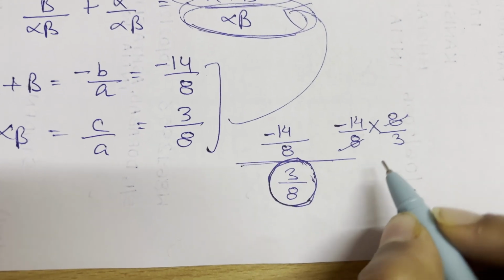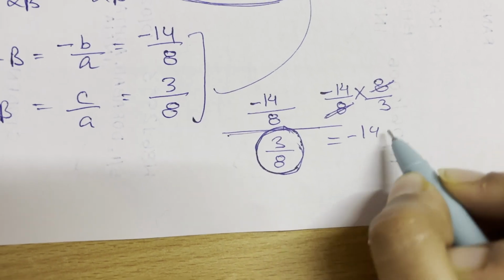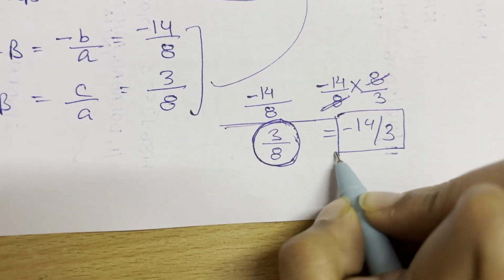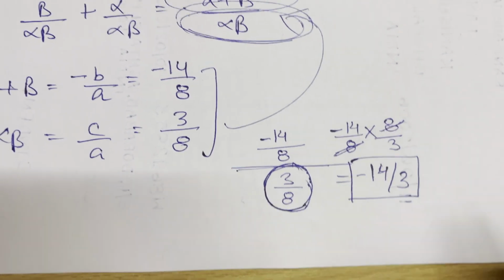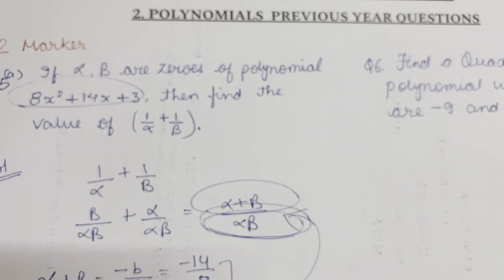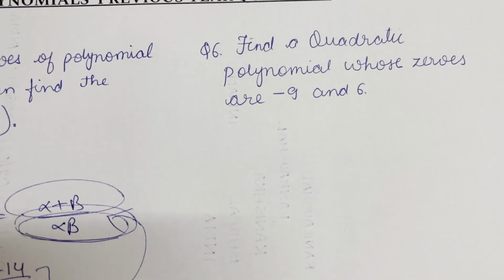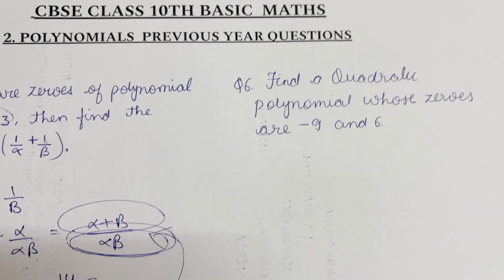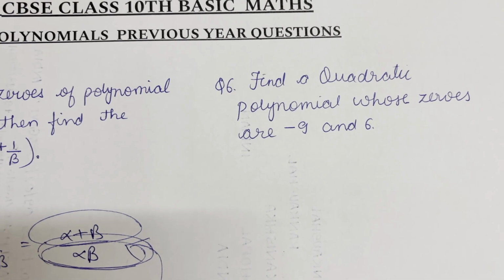The 8 gets cancelled by 8, so the value is equal to minus 14 by 3. As 14 is an even number and 3 is an odd number, it cannot be simplified further, so that's the final answer, minus 14 by 3, for this question. So let's continue by solving another 2-marker question. These two questions were optional in last year's board examination basic mathematics paper.